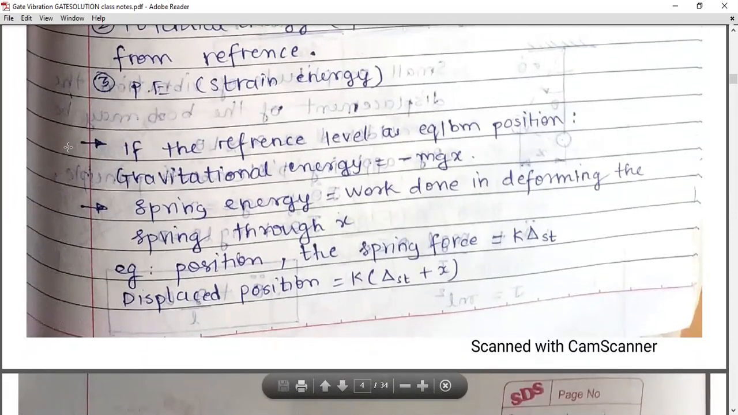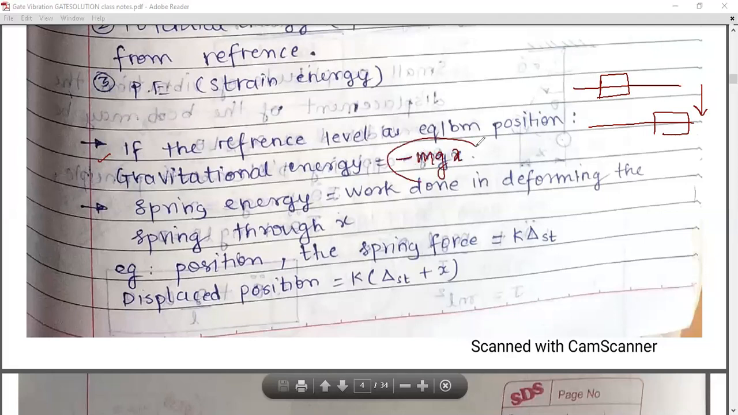The first point: if the reference level is the equilibrium position, the gravitational energy is minus mgx. That means if this was your equilibrium position and you displaced it by x, then as it moves down, your gravitational energy decreases, right? So it is written in the form of minus mg. At this particular position, your gravitational potential energy is minus mgx.